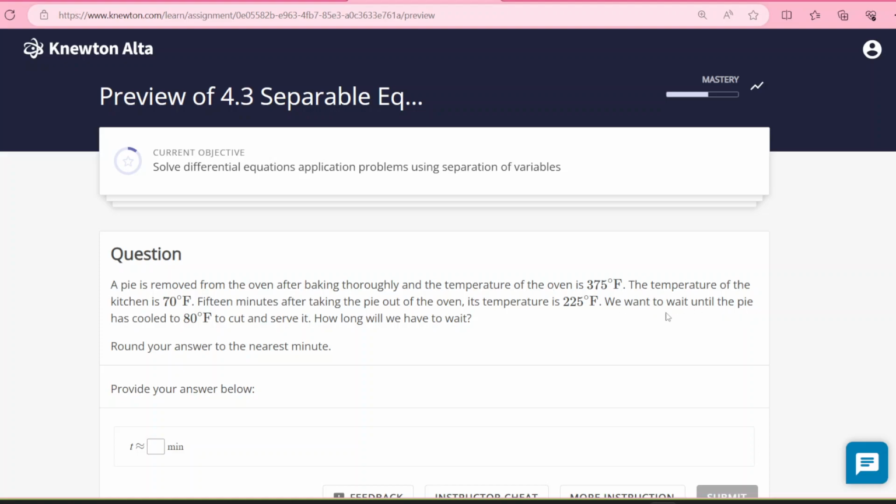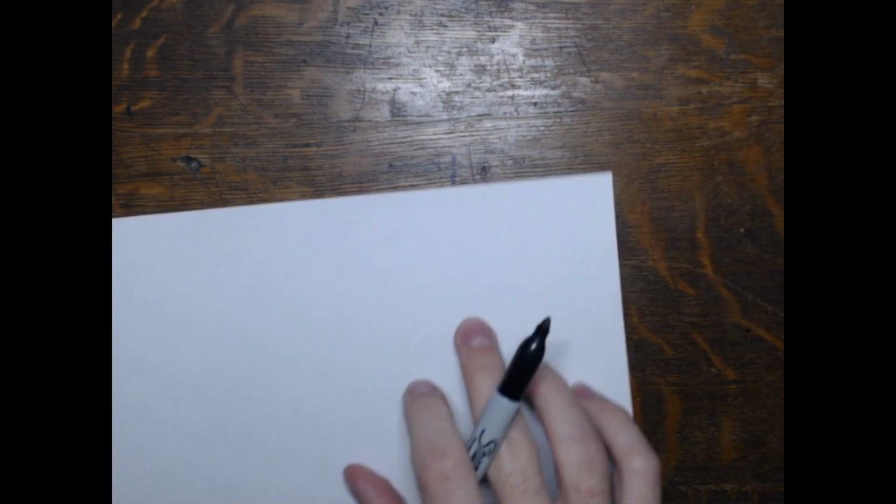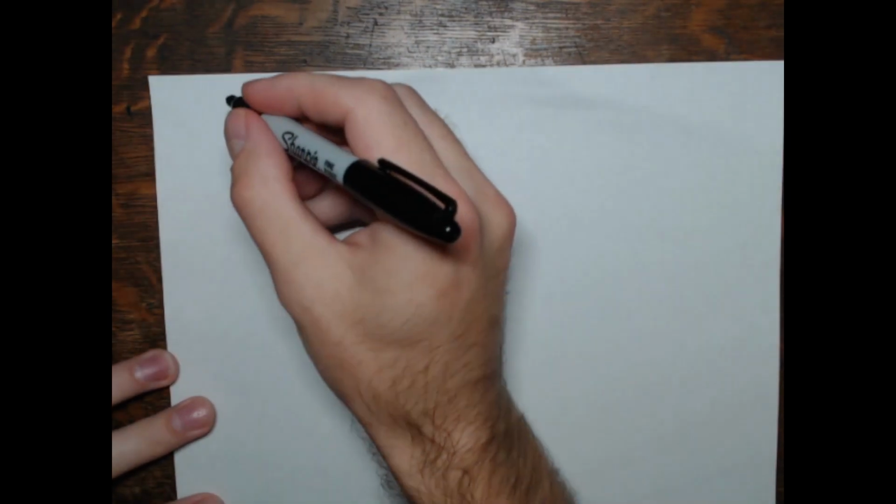We want to wait until the pie has cooled to 80 degrees Fahrenheit to cut and serve it. How long will we have to wait? All right, so like I said, this involves something called Newton's law of cooling, which I'll describe here.